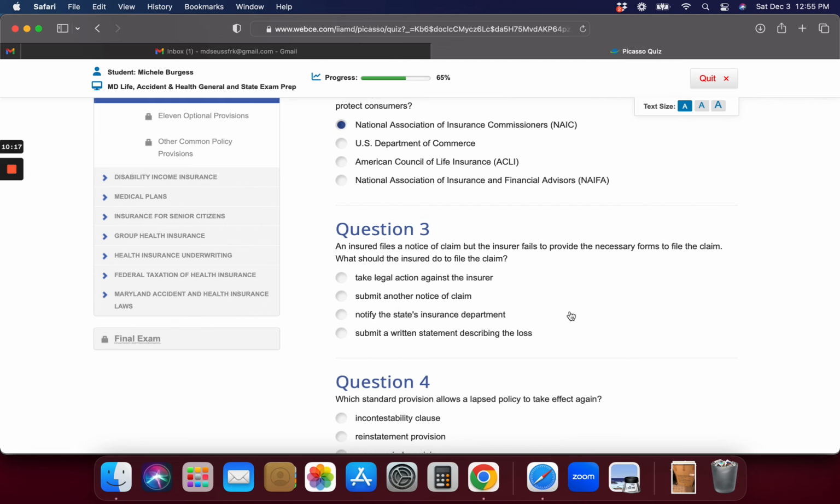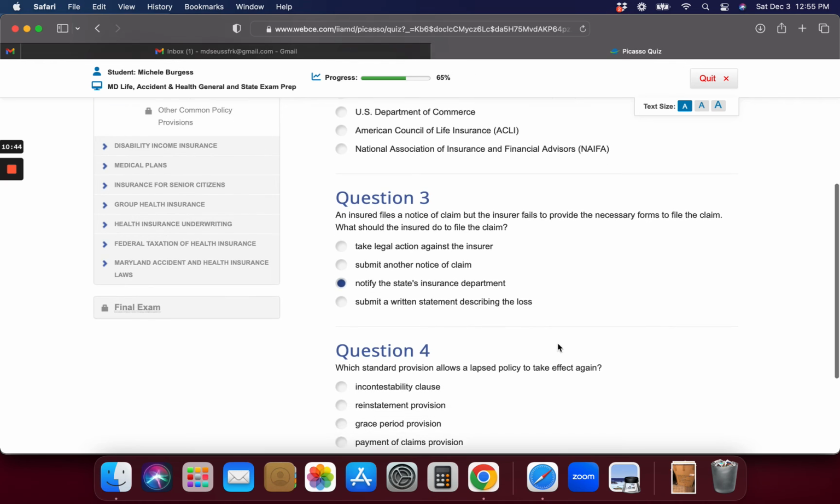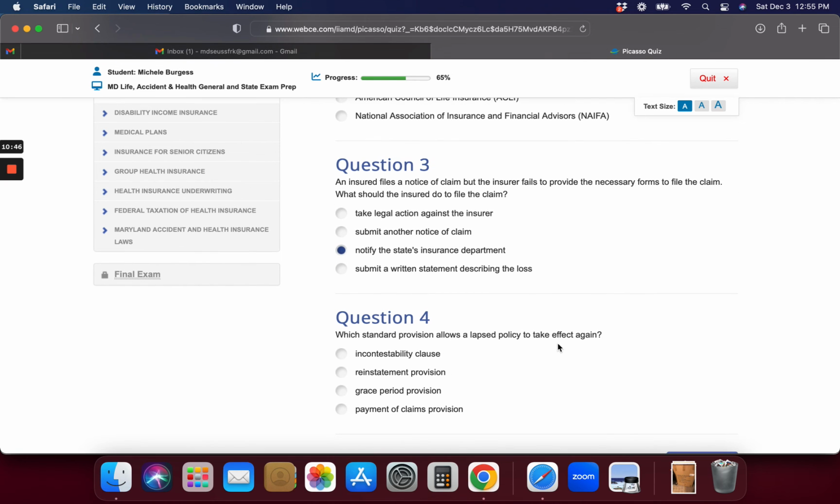All right, an insured files a notice of claim, but the insurer fails to provide the necessary forms to file the claim. What should the insured do? You could take legal action. Notify the state's insurance department. I'll click on that one. I don't know. We'll see what the answer is in a minute.